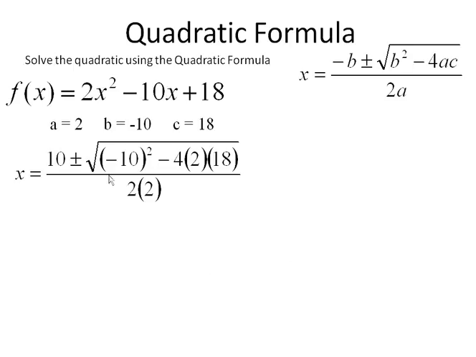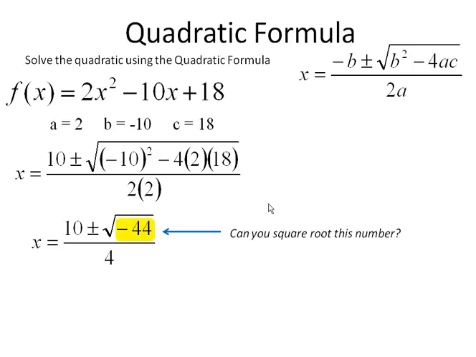Again, make sure that you use the calculator correctly and find the discriminant value, which is this underneath the square root. In this case, we get 10 plus or minus the square root of negative 44 over 4. Again, I'm going to highlight the discriminant. Can you square root this number? No, you can't take the square root of a negative number. Therefore, we're done with our solution.